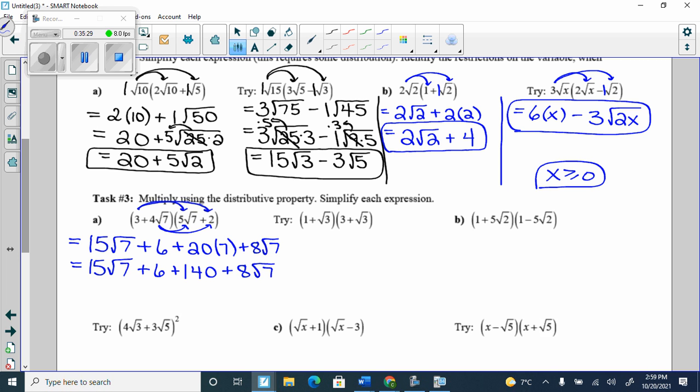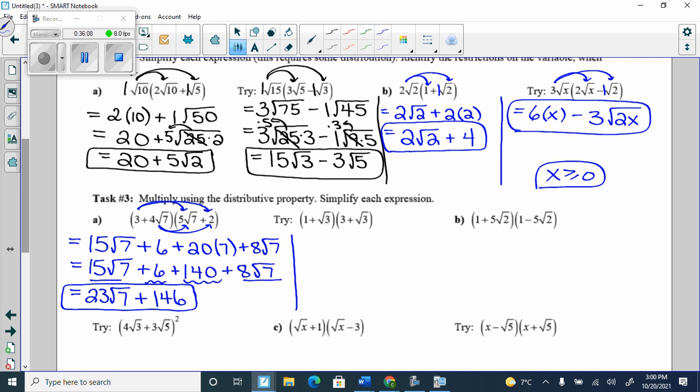Am I done? No. I actually have more to do, like yesterday's question. 15 root 7 and 8 root 7 are like terms. They're asking me to add them. So what do I get? 23 root 7. And then I have 6 plus 140 is plus 146. Box that baby, be proud of it.